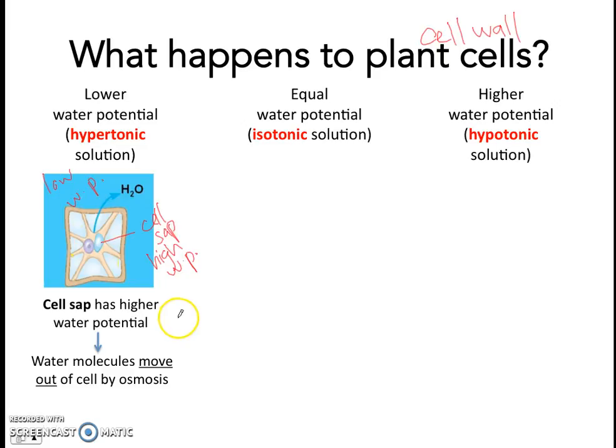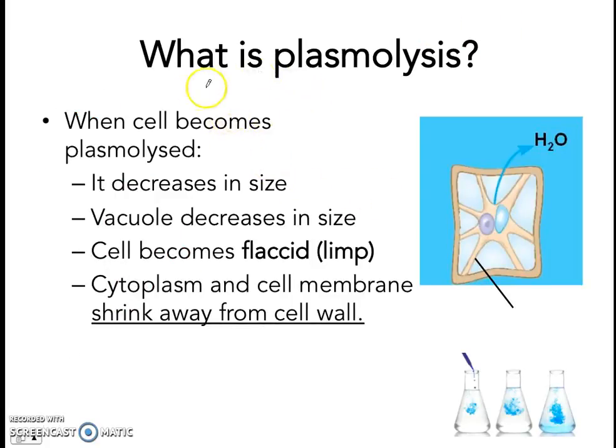And what happens here is that the plant cell becomes plasmolyzed. This is an interesting word that you should learn. And what exactly does that mean? When the cell undergoes plasmolysis, some things happen to it. Firstly, it decreases in size, because water has moved out of the cell.